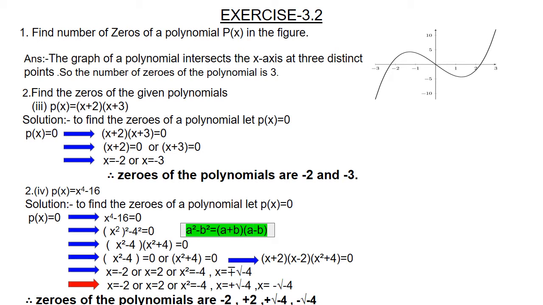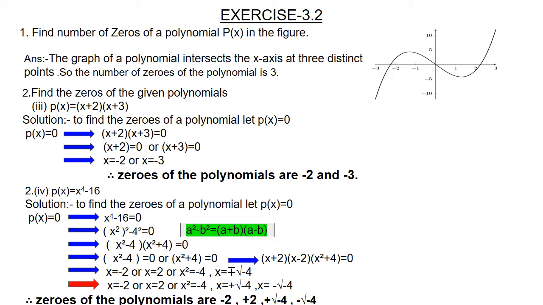Now we are going to the second problem. Find the zeros of the given polynomial. In the third one, p(x) is equal to (x + 2)(x + 3). What is the solution here? To find the zeros of a polynomial, let p(x) be equal to 0. If p(x) is equal to 0, then (x + 2)(x + 3) is equal to 0. If (x + 2)(x + 3) is equal to 0, then x + 2 is equal to 0 or x + 3 is equal to 0.